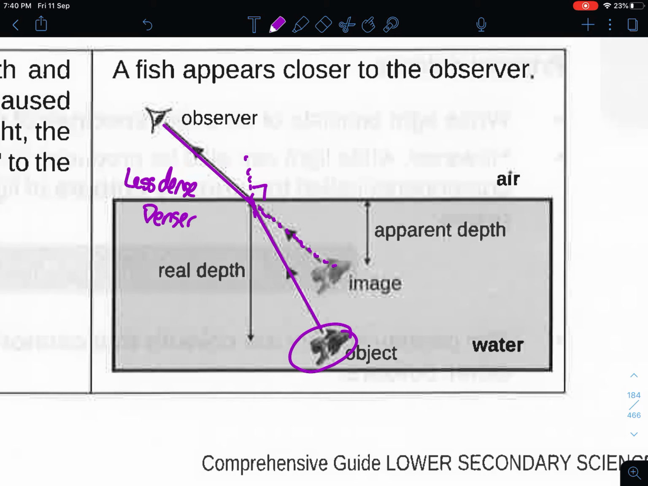So this itself is the actual depth, the distance from the object to the surface of the water. Whereas when you are talking about apparent depth, it will be the distance from the image to the surface of the water. And do take note that the image tends to be virtual.